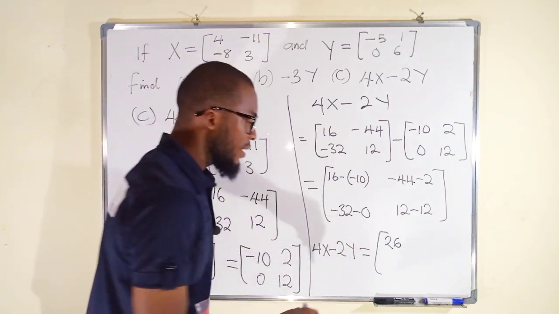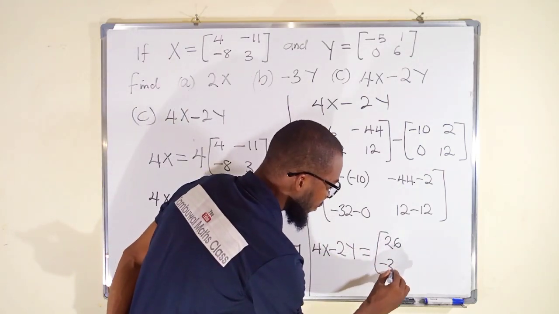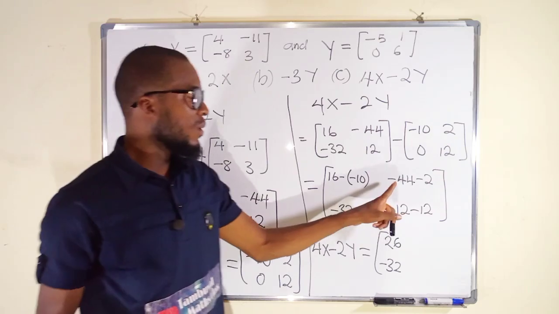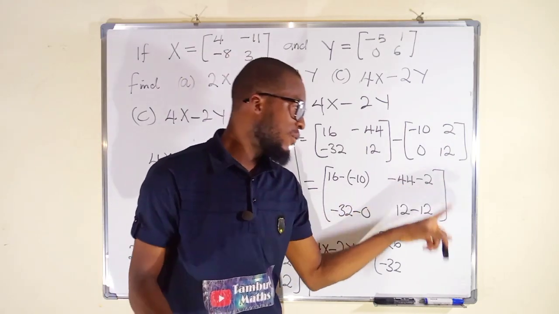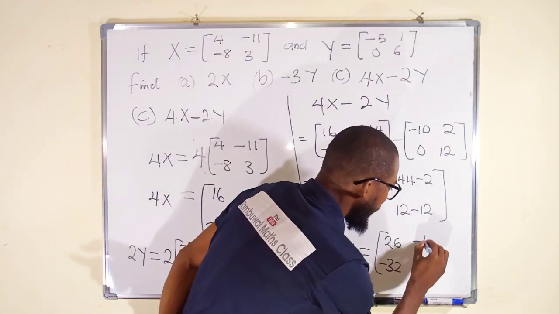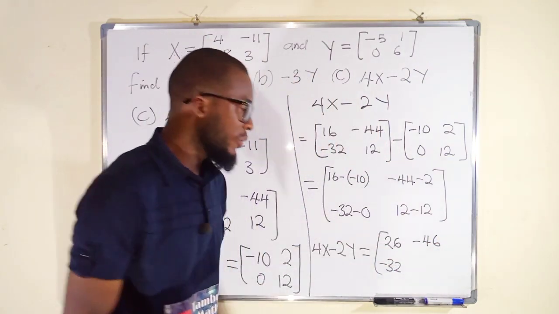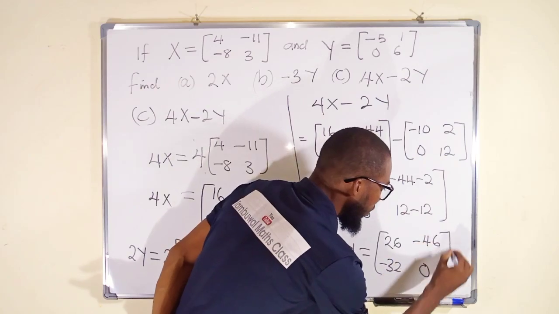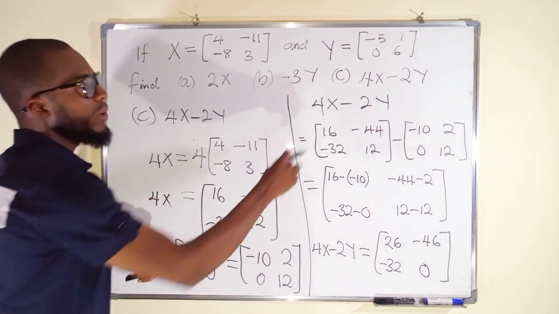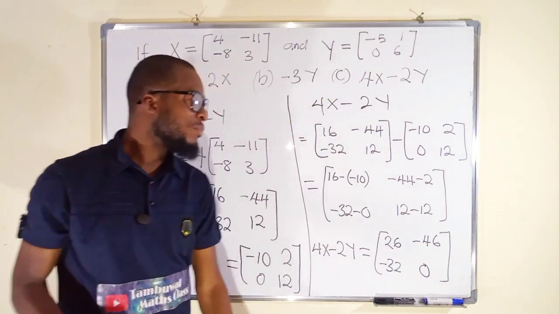Negative 32 minus 0 is the same thing as negative 32. And the other one, negative 44 minus 2 is negative 46. And finally, 12 minus 12 is 0. So this is our new matrix after simplifying 4x minus 2y.